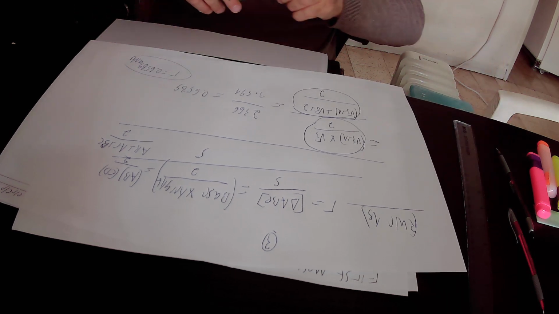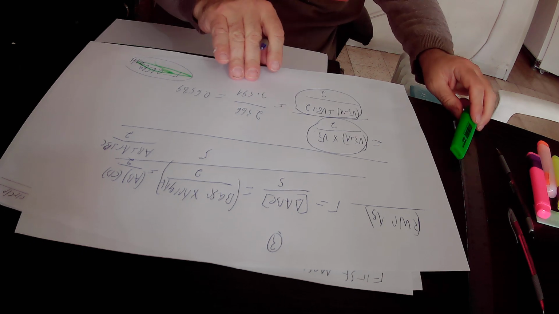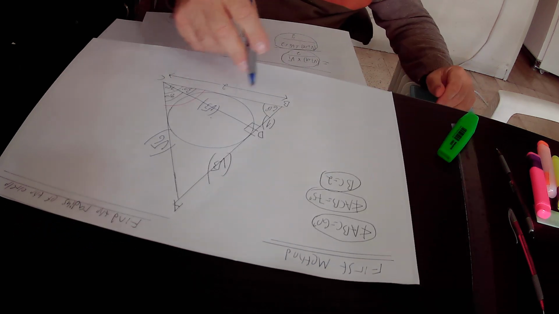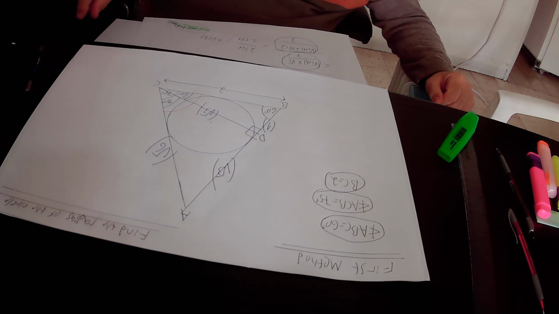So we finished with the first method. In the next step, I will present to you how to find the radius of the circle described by triangle ABC according to the second method.